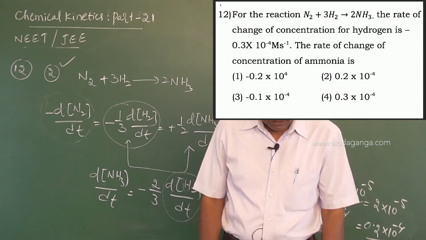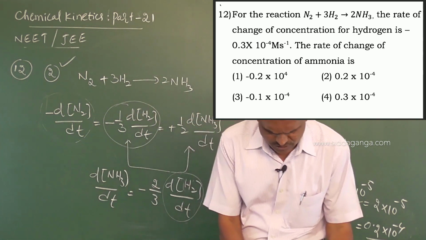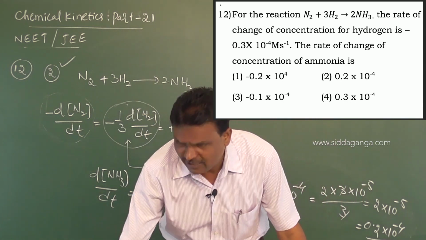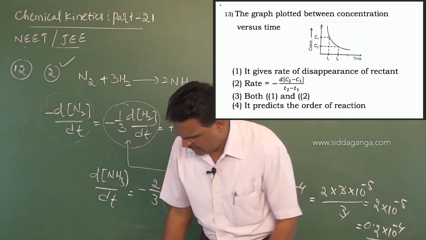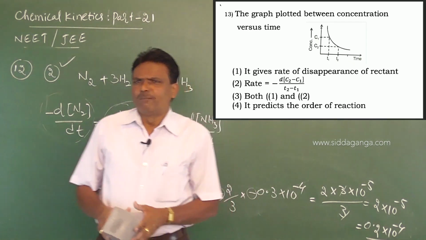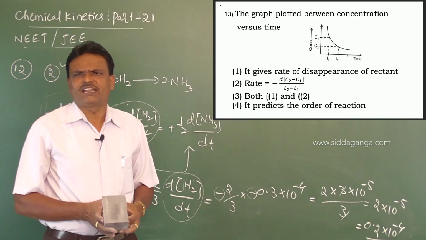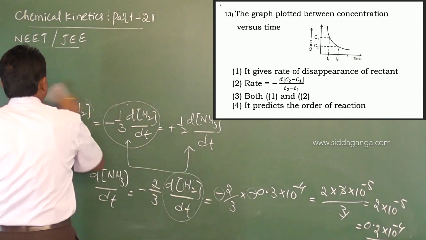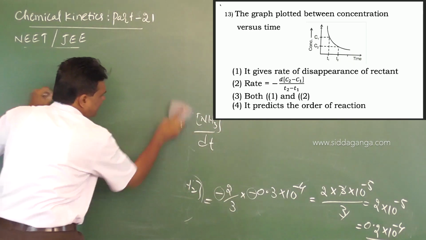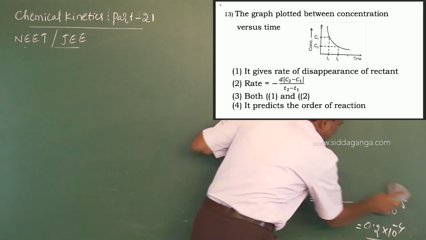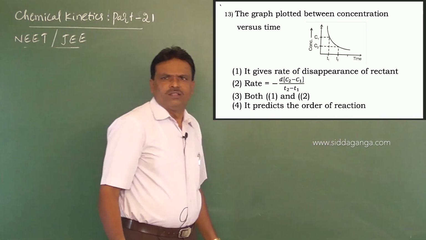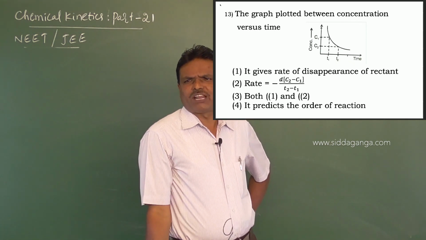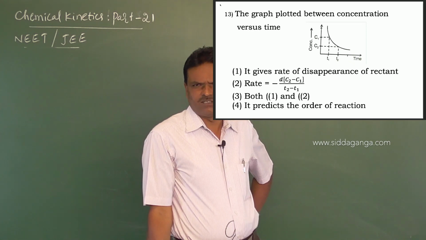Is that clear? Next question, question number 13. The graph plotted between concentration versus time. Here, when the graph of concentration versus time is given, see what they have asked: the graph plotted between concentration versus time gives the rate of disappearance of reactant, so that is right.